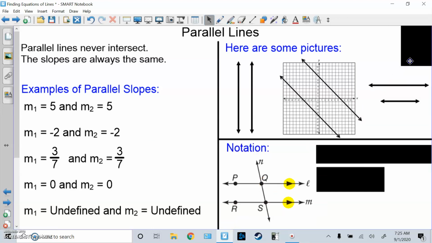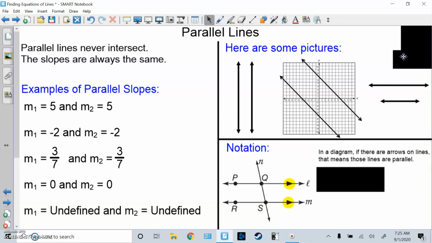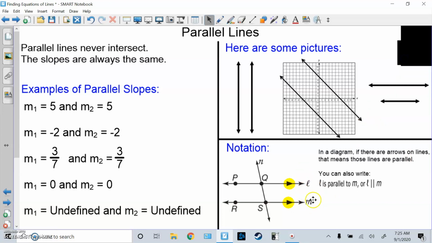Notation. In this diagram, you can tell that the lines are parallel because it has these arrows on the lines, so I highlight right here. So arrows mean those lines are parallel. And if you don't have a diagram, they can write in words. You can write L is parallel to M, or you can say L with these two vertical lines parallel to M. So two vertical lines like bars are the parallel symbol.